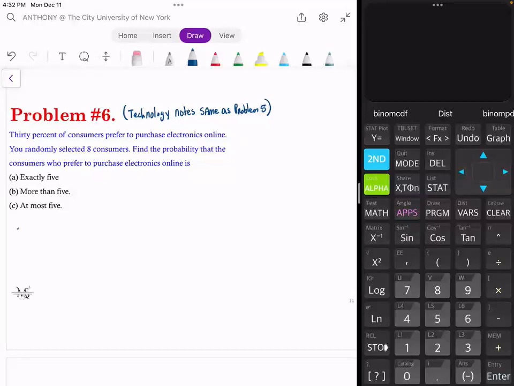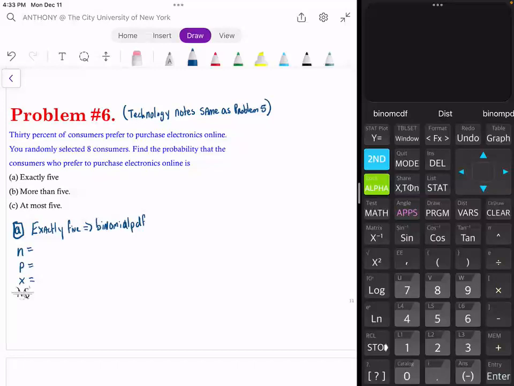So to start part A, we have exactly 5. That's the key phrase. Exactly 5 implies that I have to use a binomial PDF command. It's a single probability that we're computing. Now we need to label n, p, and x.